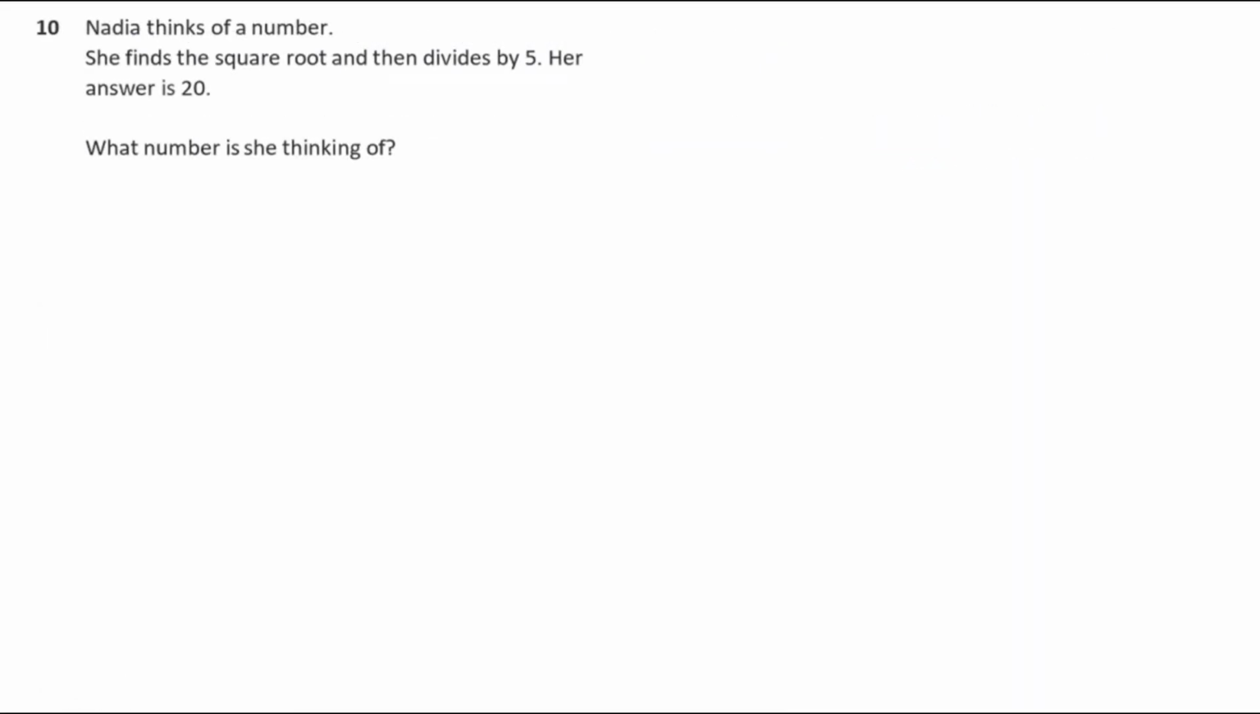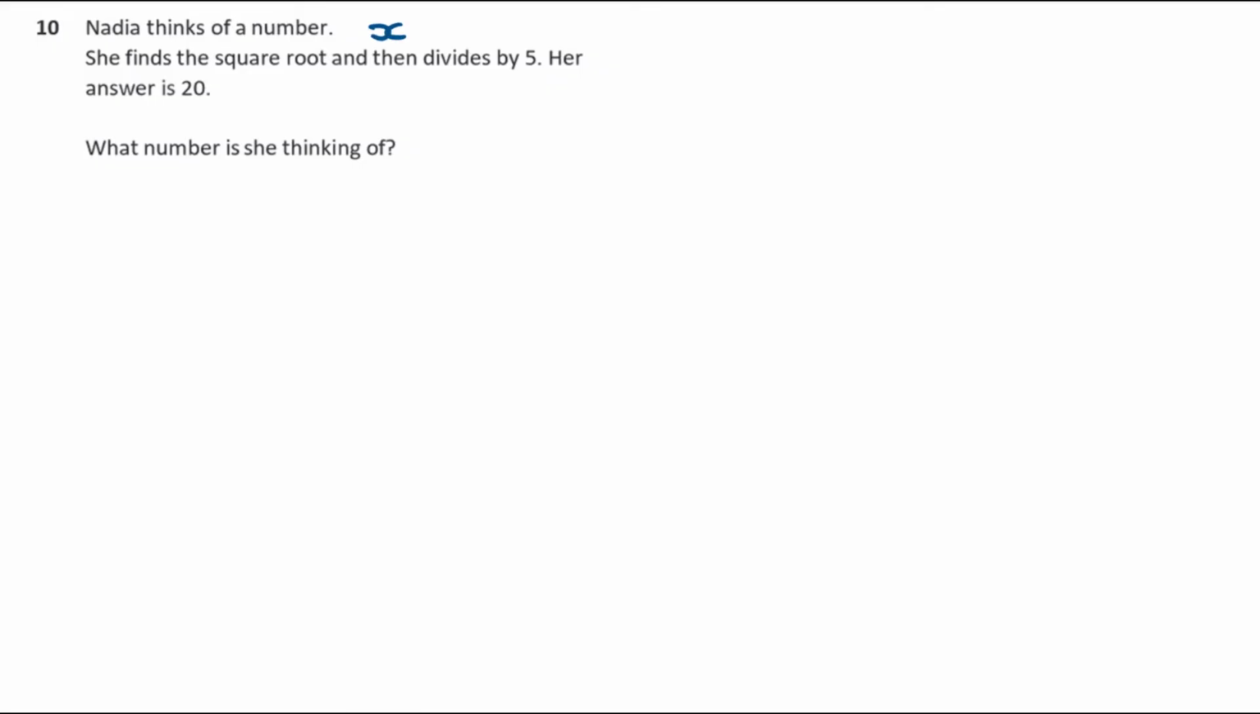Question 10. Nadia thinks of a number. She finds the square root of it and then divides it by 5. Her answer is 20. What is the number she was thinking of? Now, this question is actually an algebra question because the thing that comes first in the question, we don't know the value of, do we? Nadia thinks of a number and she doesn't tell me what that number is. So we're going to use a bit of algebra. We're going to call it x.